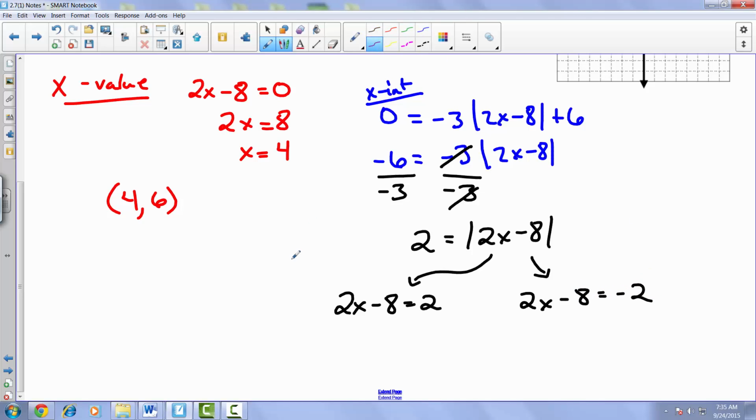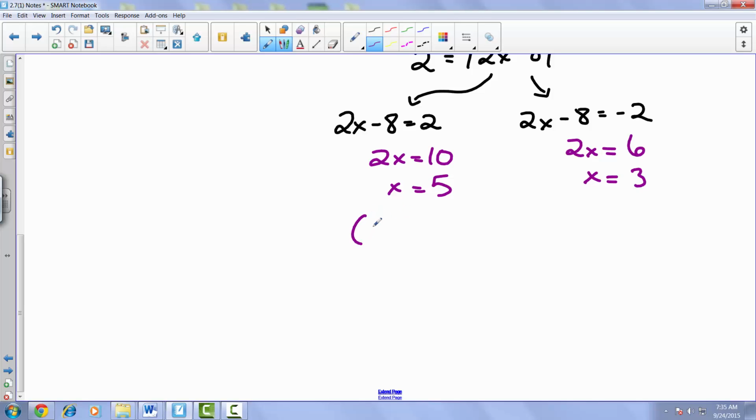And from here, we're just trying to solve for x for each one. So adding 8 to both sides, we end up with 2x is equal to 10. Dividing both sides by 2, we see that it comes out to be 5. Likewise, over here, we're going to add 8 to both sides. So then we end up with 2x is equal to 6. Divide both sides by 2. X comes out to be 3. So it looks like our x-intercepts are occurring at 5, 0, and 3, 0.